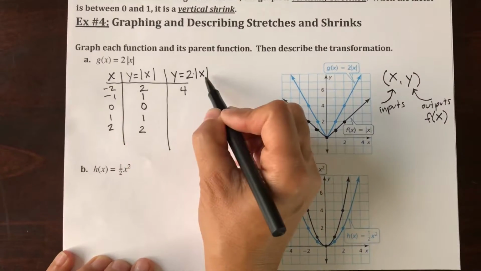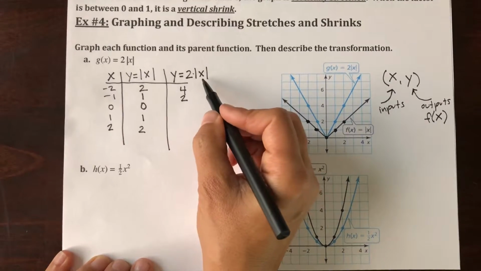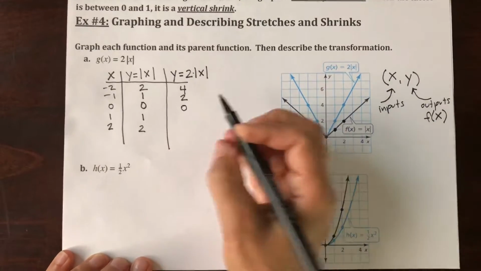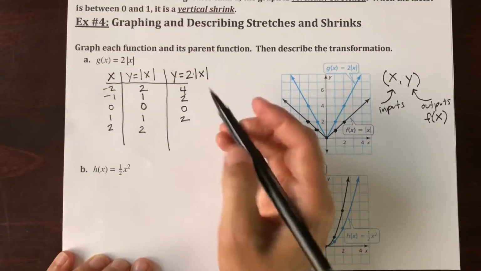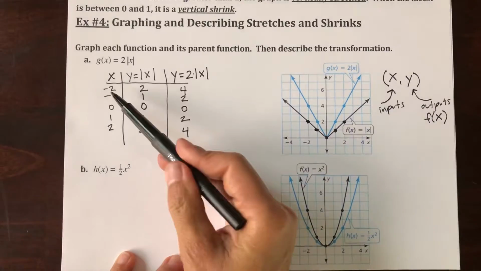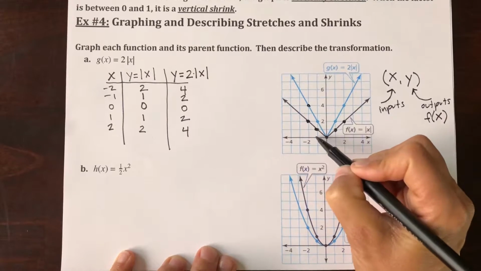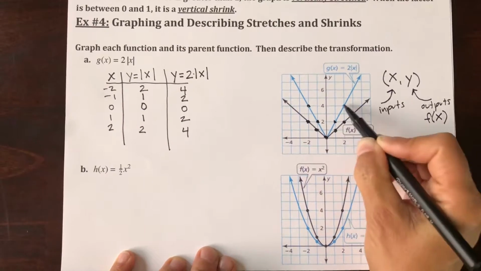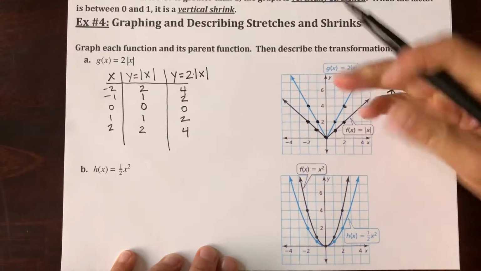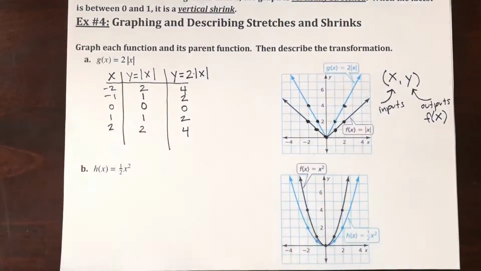The -1, absolute value is 1, multiply that by 2, I get 2. Absolute value of 0 is 0, 0 times 2 is still 0. Absolute value of 1 is 1, 1 times 2 is 2. 2 times 2 is 4. So now our input is -2 and our output becomes 4. When our input is -1, our output becomes 2. 0 stays 0. 1 becomes 2, 2 becomes 4. So our graph has been vertically stretched away from the x-axis. So vertically, it's being stretched in an up and down direction.